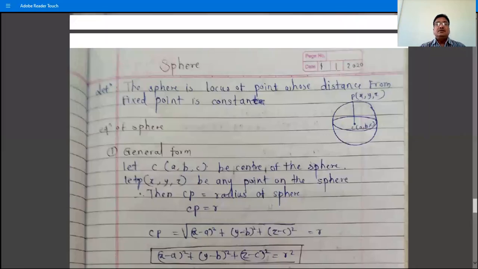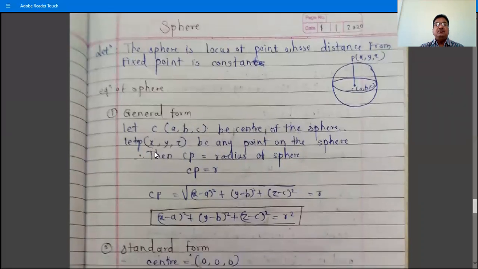Next chapter is sphere, the last topic, last chapter of this paper. The definition of sphere: a sphere is a locus of points whose distance from a fixed point is constant. So this is the locus. The constant distance is called the radius of that sphere.